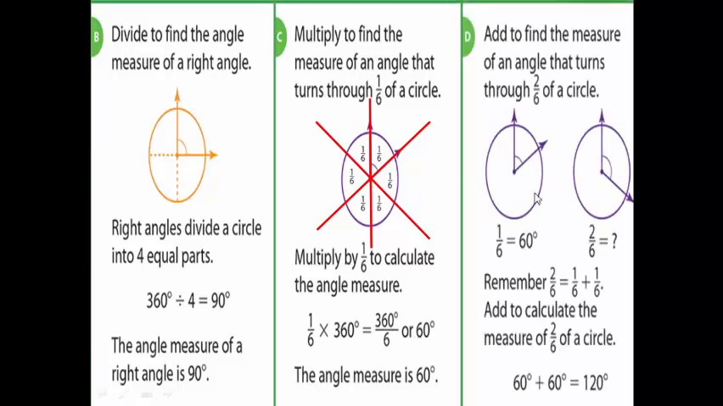Likewise, if I have 2 to 6, it means I don't have only one part. No, I have the double of this. So instead of 1 to 6, it will be 2 to 6. So easy. You can multiply 60 by 2, or you can add 60 plus 60, it will be 120.